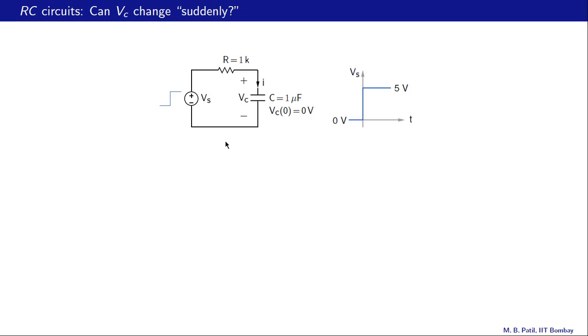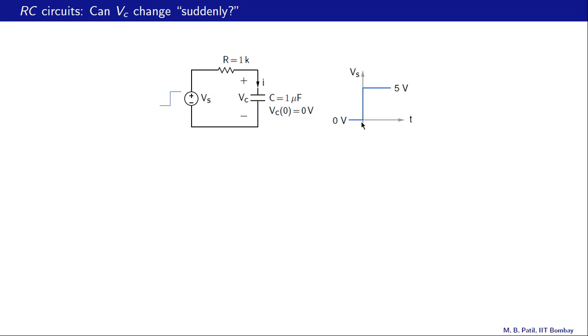What do we have here? We have a series RC circuit. R is 1K, C is 1 microfarad, and this RC circuit is driven by a step voltage source. Up to t equal to 0, the voltage is 0 volts, and at t equal to 0, it changes from 0 volts to 5 volts. The capacitor voltage is given to be 0 volts at t equal to 0. So Vc is 0 up to this point.